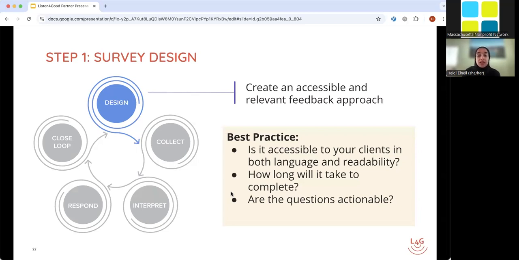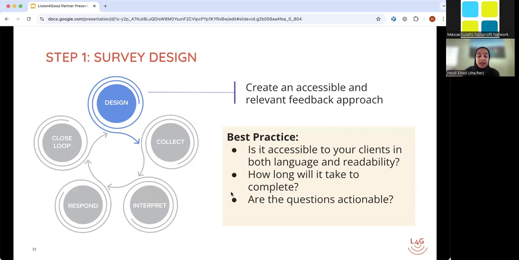The Listen4Good survey is a maximum of 20 questions, but we actually recommend that a survey is no longer than 15 questions. You want to ensure that your clients can complete a survey in less than 5 minutes. Anything longer than that, and people are not going to be answering those final questions.